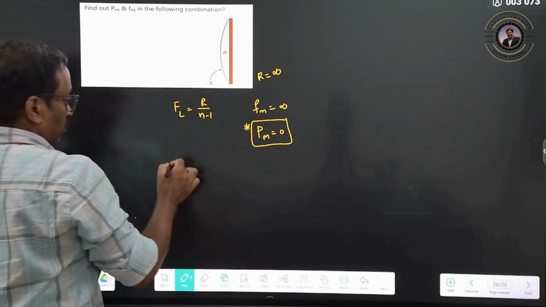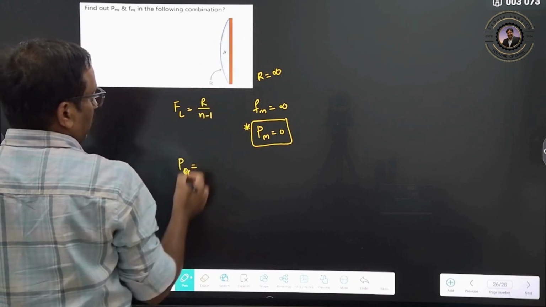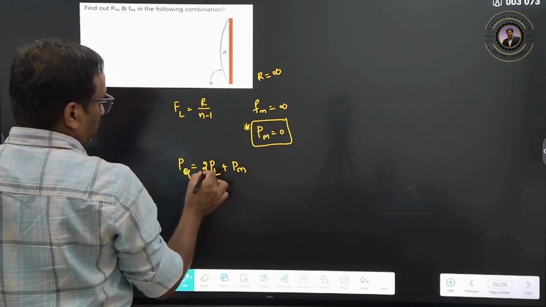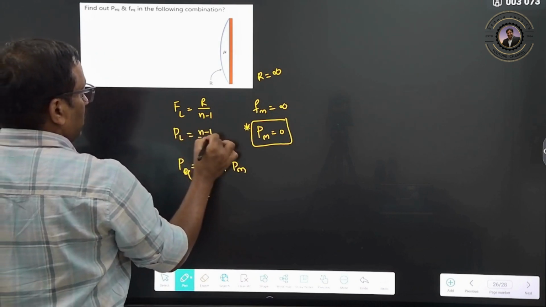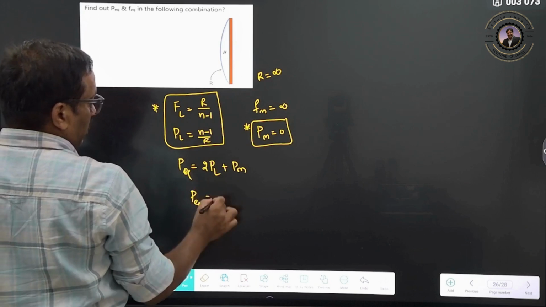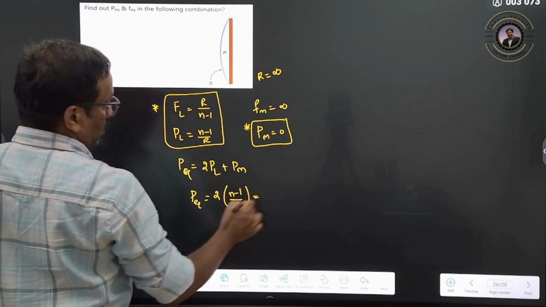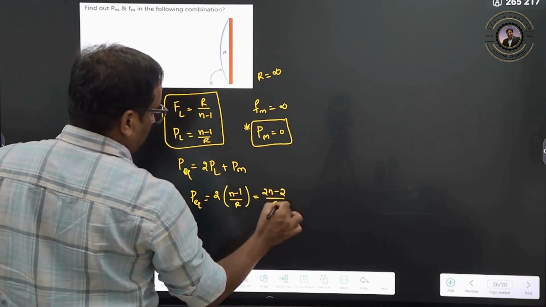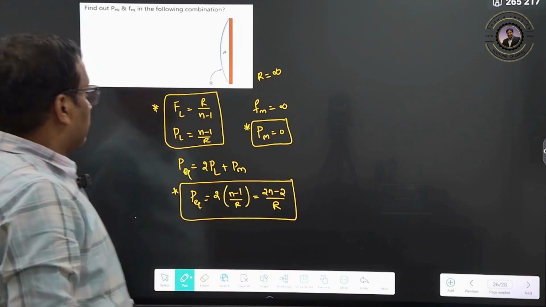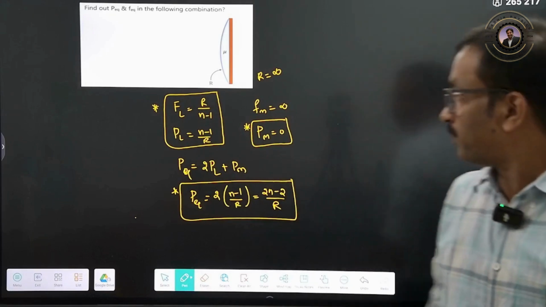Clear? So what can I write now? The equivalent power, since this is a silver coating, is 2 times the power of the lens plus the power of the mirror. Here the power of the lens is nothing but n minus 1 by R. Clear? So the equivalent power is therefore 2 into n minus 1 by R. So 2n minus 2 by R will be your equivalent power. Yes, the equivalent F is R by 2 of n minus 1. Clear?